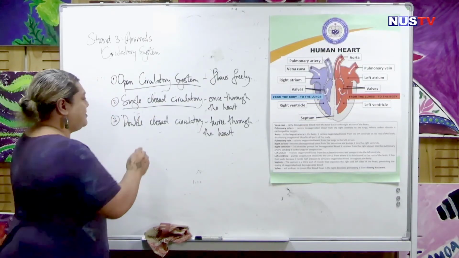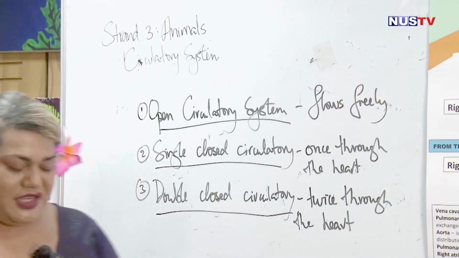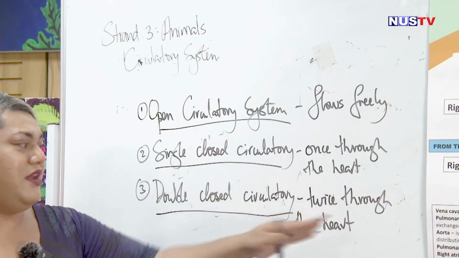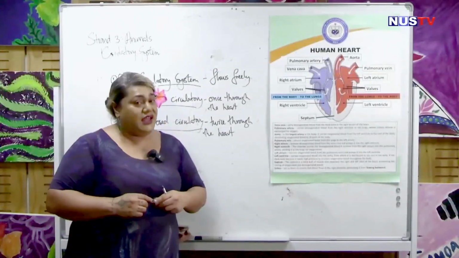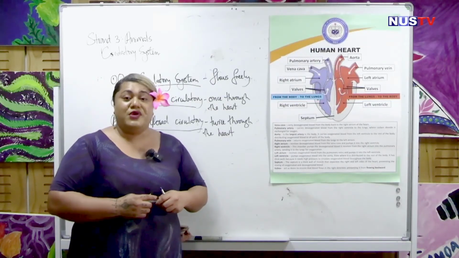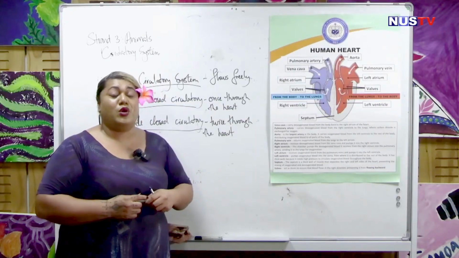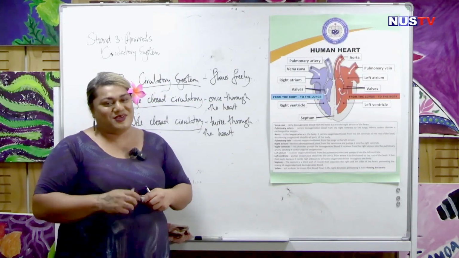And the last of the three is a double closed circulatory system. So the blood flows twice through the heart. Humans, we have a double closed circulatory system. Good. So it's a good revision.